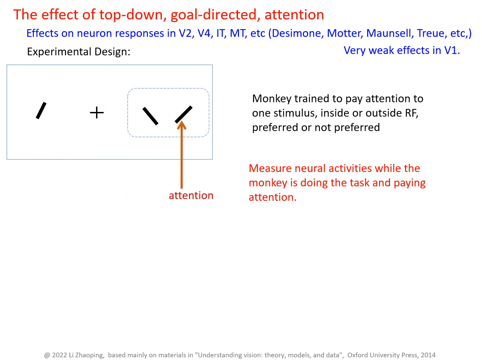However, directing attention to one of the two items inside the receptive field makes the neuron respond as if the other item is absent. These neural response changes are not caused by any change in the retinal input, because in all situations, the monkey has to keep its gaze fixated on the central cross. So the neural response change is caused by a change in where the monkey pays attention to.